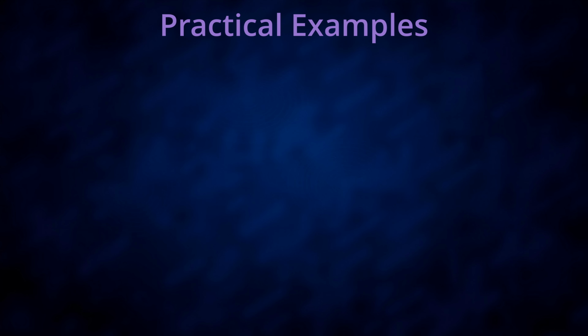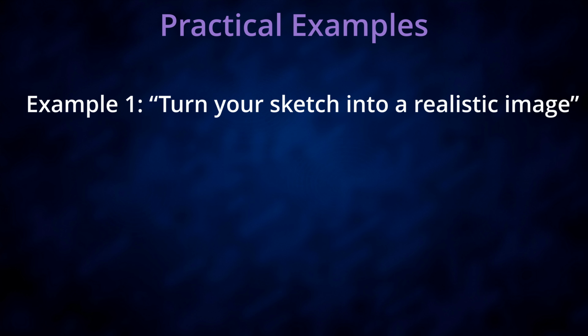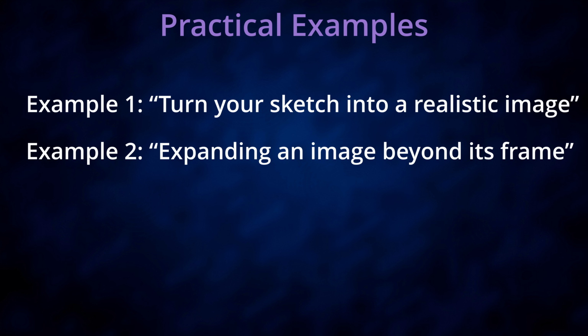Practical examples. Turn your sketch into a realistic image. You draw a rough cat. Diffuse it. Model reconstructs the image. Output, realistic cat photo. Expanding an image beyond its frame. Take a portrait cropped tightly. Outpainting lets the model imagine what's outside the frame.